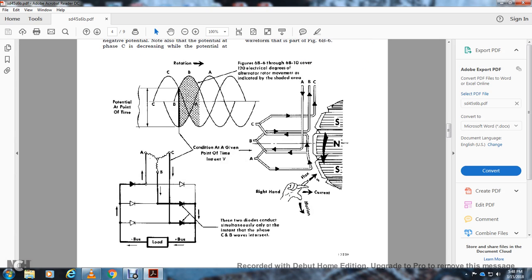Alright, rotation, point of time, up and down, alternating rectifier. Between A and B and C, is C and A, you have B, and B and A and C. And figures 6B6 through 6B10 cover the 120 electrical degrees of alternator rotor movement as indicated in the shaded area. You have A, B, and C, three windings, north, south, and bus loadings on the 10-pole field. With the three-way winding A, B, C, two diodes conduct simultaneously in sync with the phases where C and B intersect.